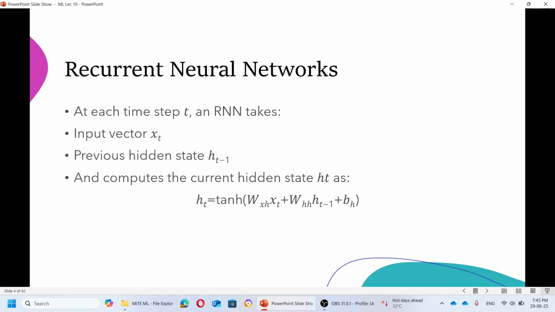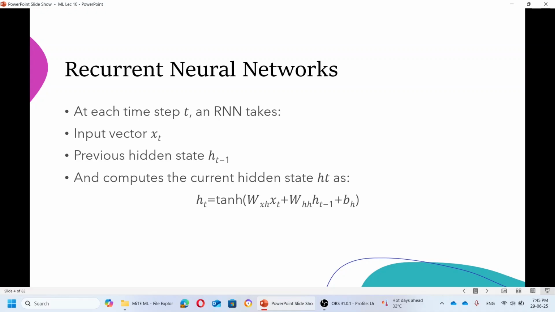At each time step t, an RNN takes input vector xt. Input vector xt means, for example, if we are talking about text and we have the word I, then we take the embeddings of I as an input at time step, say t is equal to 0. Then at t is equal to 1 we take the next word, then at t is equal to 2 we take the next word. So at every time step we take each word as an input.